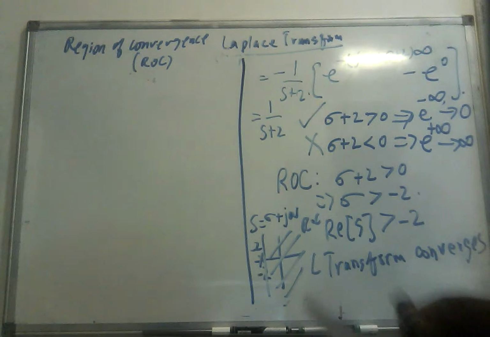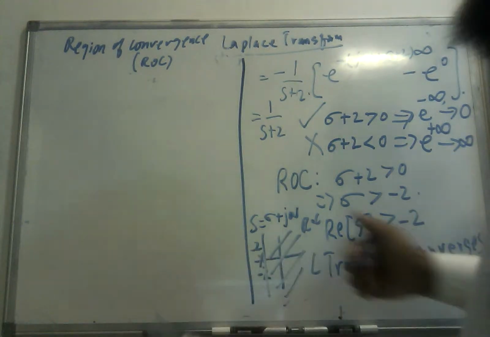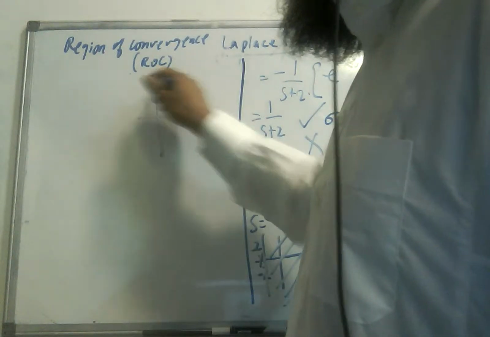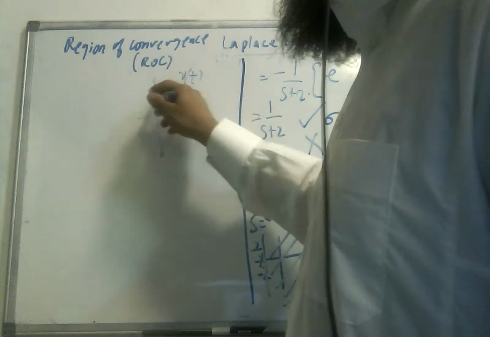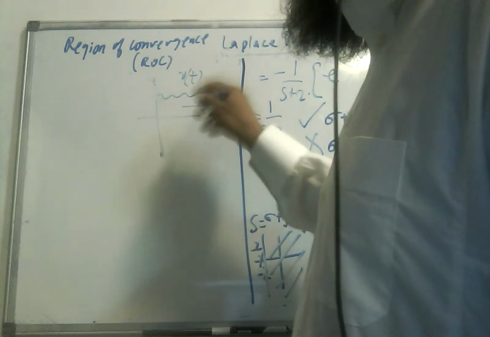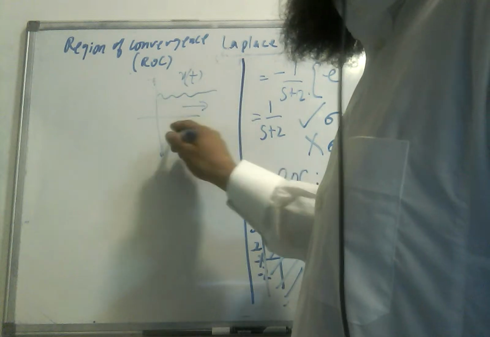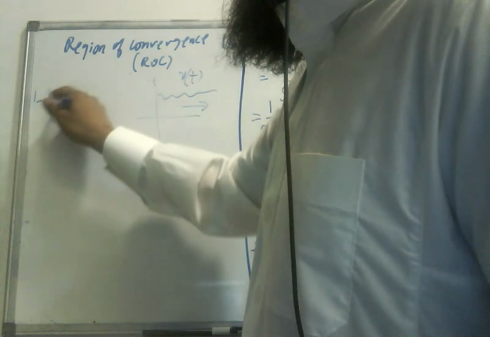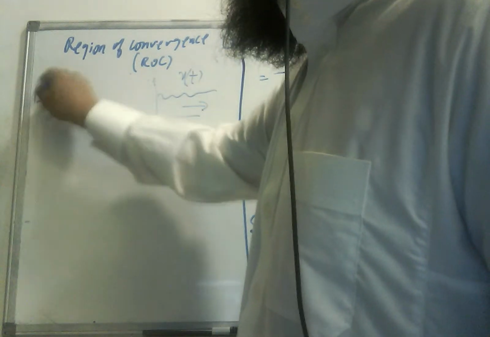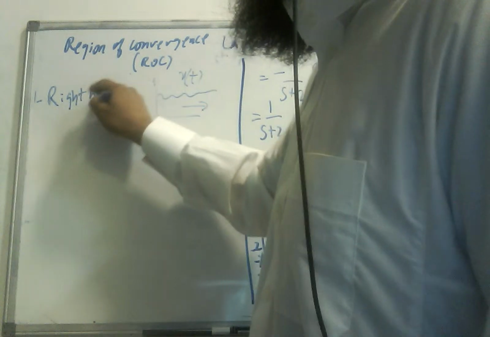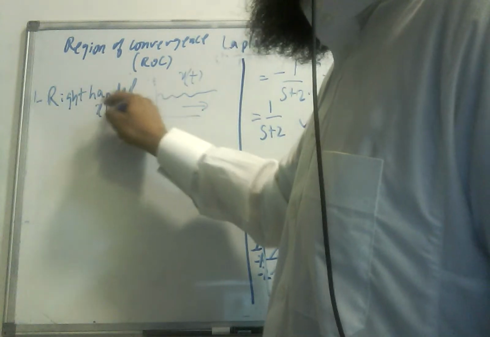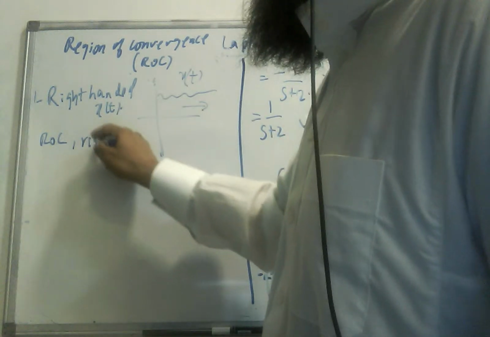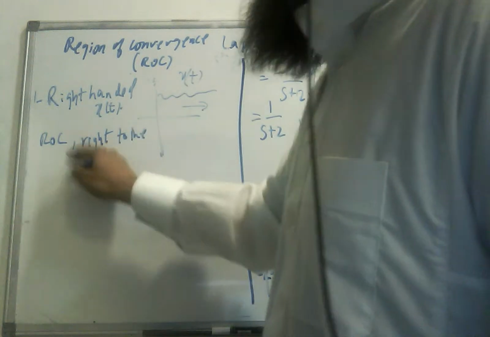Rule number 1: when x of t is right-handed, which means it is open on the right side, like e raised to minus at u of t, then for right-handed x of t, the region of convergence is to the right of the last pole.